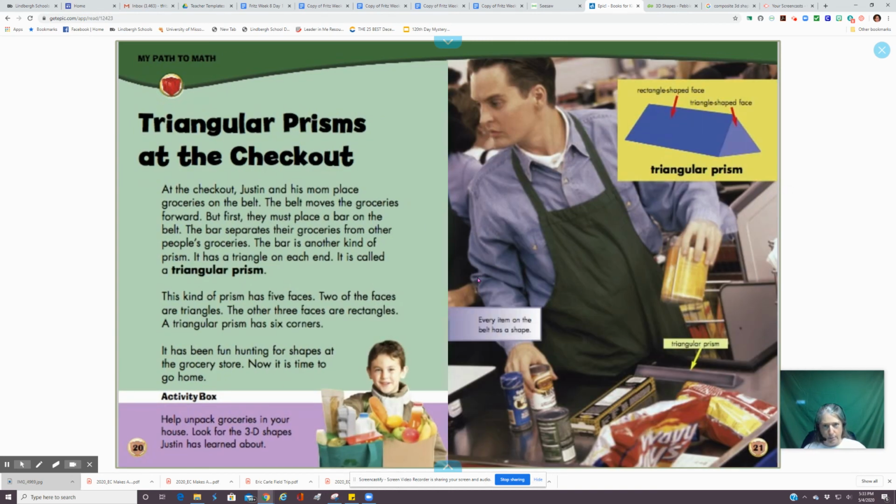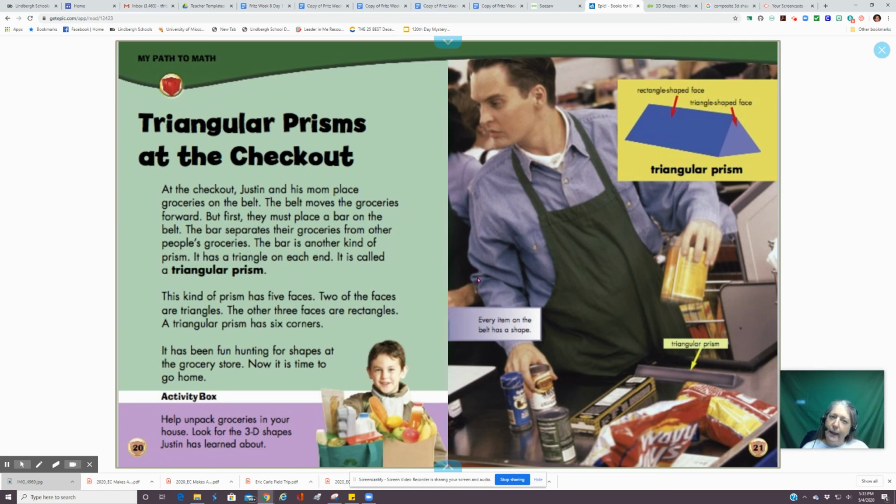Triangular prisms. At the checkout. At the checkout, Justin and his mom place groceries on the belt. The belt moves the groceries forward, but first they must place a bar on the belt. The bar separates their groceries from other people's groceries. You probably have done that before at the grocery store. The bar is another kind of prism.